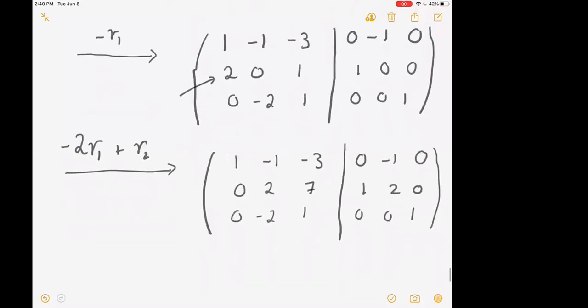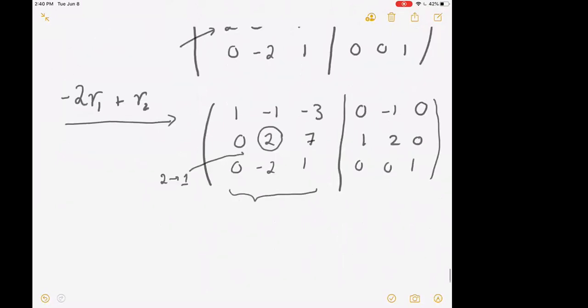What are we doing? We're trying to turn this object to the left of the vertical bar into the identity matrix of order 3. That's all we're trying to do. Well, I would tackle this matrix element in the second row, second column. I'd like to turn this into 1.